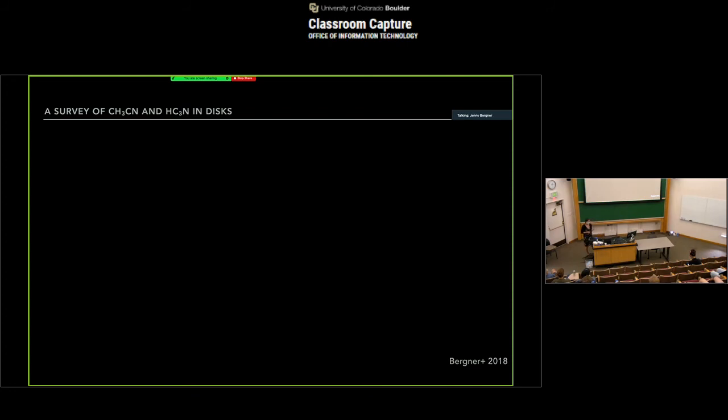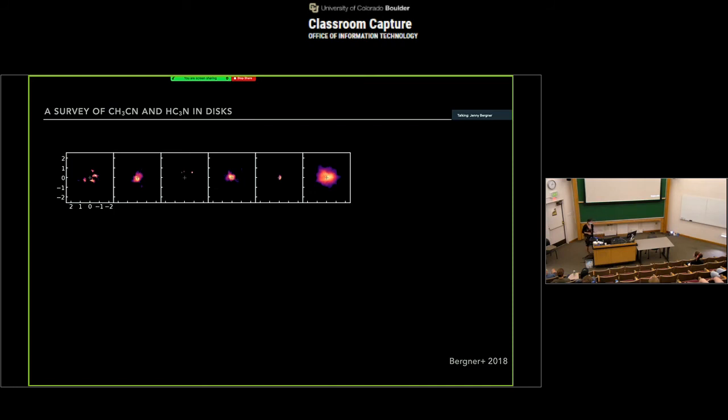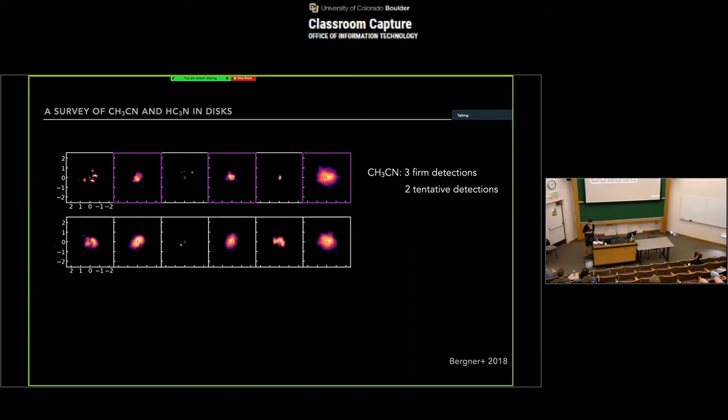So we set out to address some of these questions, and in particular, looking at the chemistry of these complex nitriles, methyl cyanide and cyanoacetylene, in disks. Jumping right into the detections, we found that methyl cyanide is firmly detected in 3 of the 6 disks in our sample, with 2 additional tentative detections here and here. And cyanoacetylene was detected firmly in 5 of the 6 disks in the sample. So it's really cool that now that we actually have the sensitivity to go looking for these complex nitriles, we see that they're showing up fairly commonly.